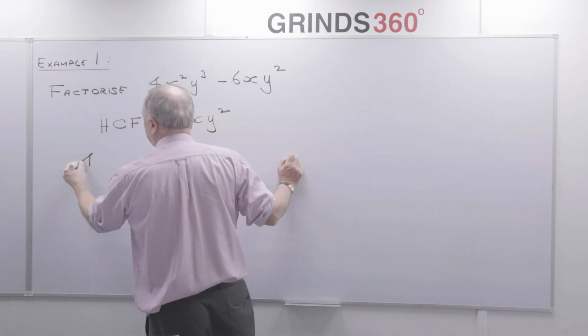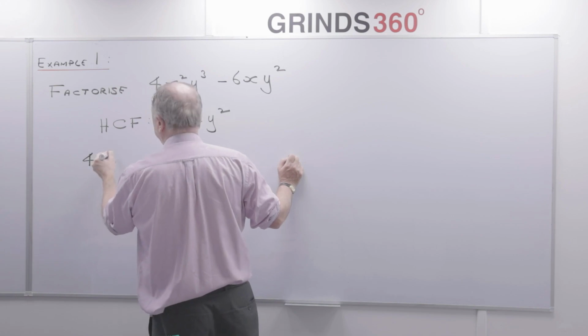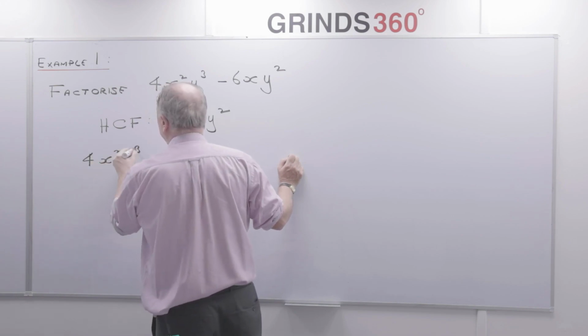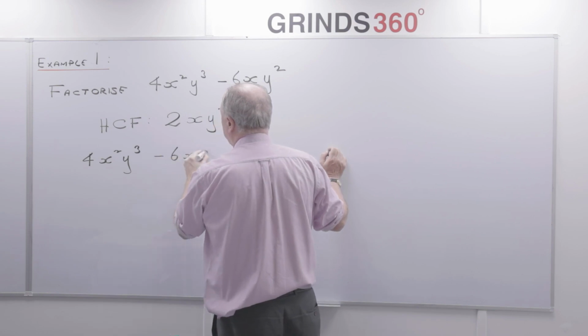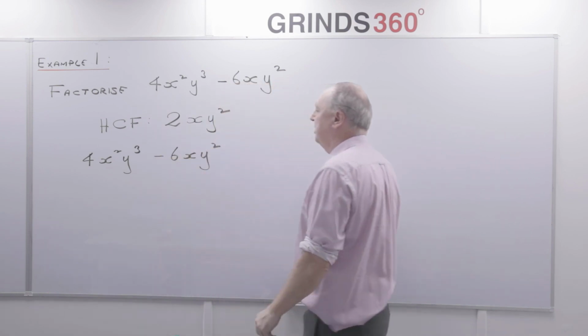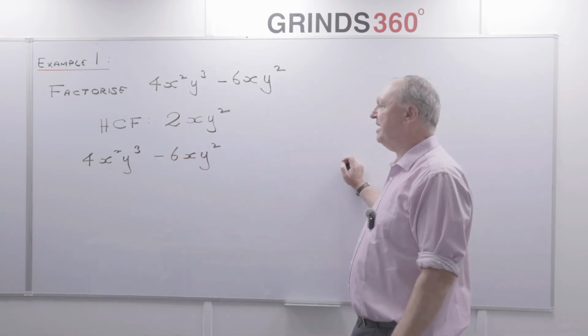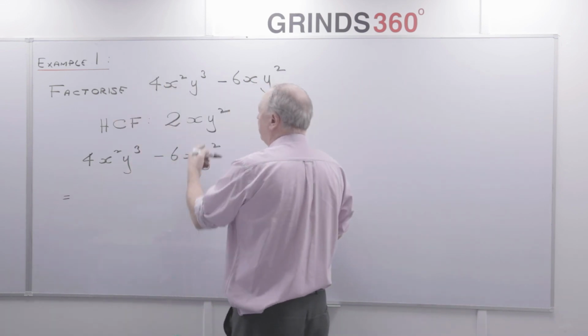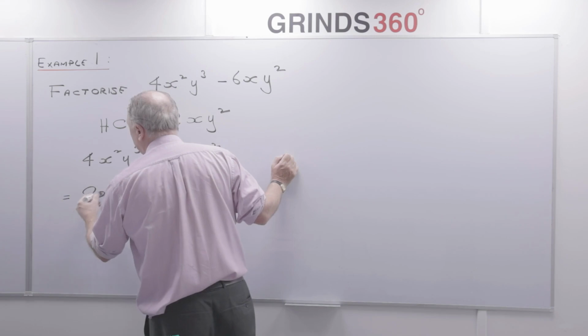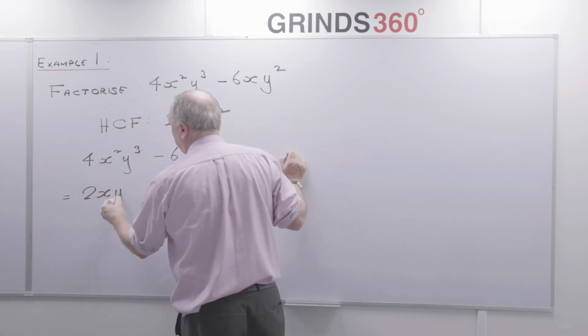So now I want to factorize this expression. Let me write it down again: 4x squared y cubed minus 6xy squared. Take the highest common factor out of those two terms, and that highest common factor is 2xy squared.